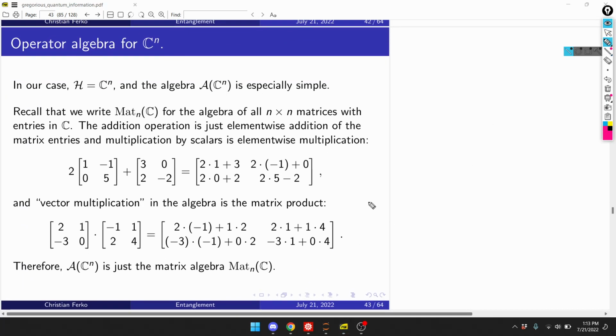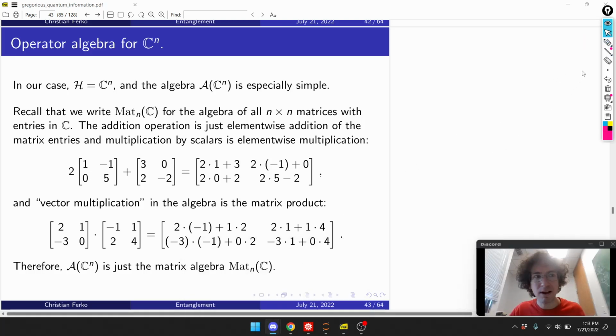I said a lot of fancy words like C-star algebra and all of this blah, blah, blah. I want to convince you that the algebra I'm talking about when H is Cn is not complicated. So again, let's find what is the operator algebra on the Hilbert space H is Cn. Well, remember the notation you typically use when you learn abstract algebra is that Mat sub n of C is the algebra of n by n matrices with entries in C.